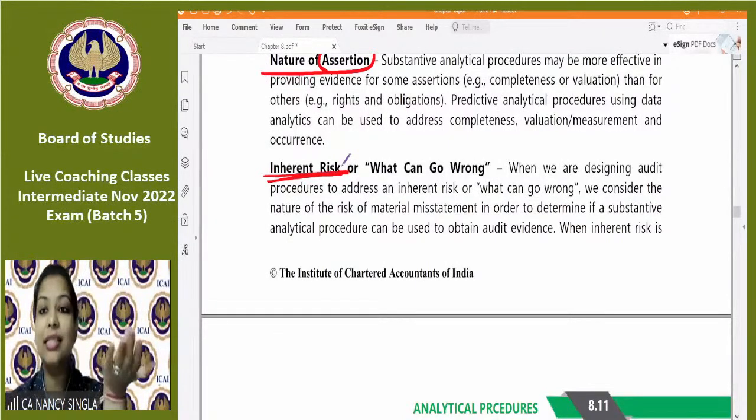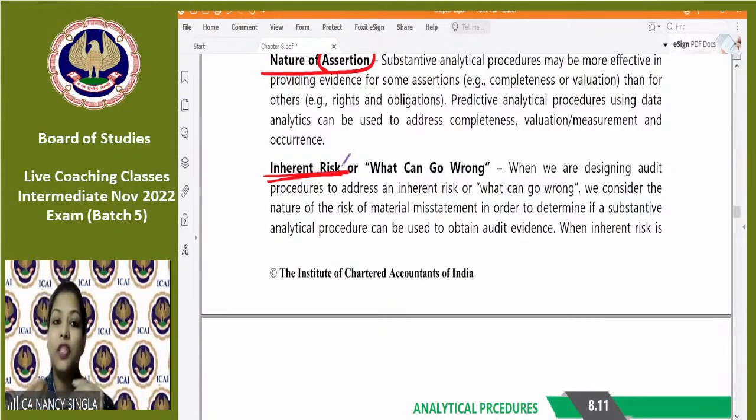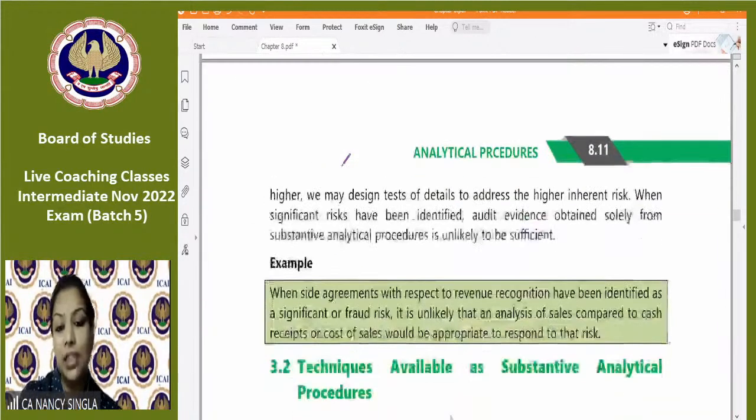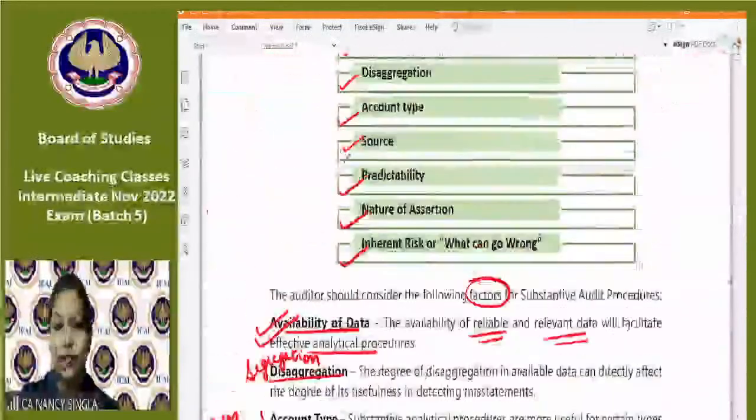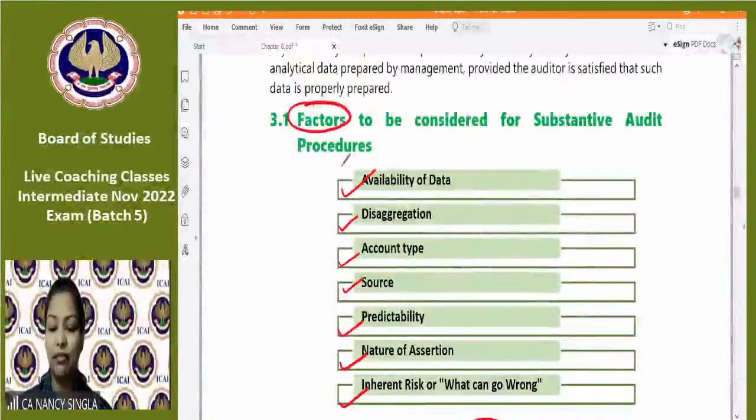When the inherent risk is high, with respect to, let's say, salaries, the auditor knows that there is an inherent risk, dummy workmen may be there. Why? Because he identified and assessed the risk of material misstatement through understanding the entity and its environment under SA 315. So accordingly, he will decide his audit procedures. He may not rely only on substantive analytical procedures. So these were the factors. You can go through all these factors as homework at home, and we have discussed each and every example for each and every factor. So what are the factors? Availability of data.